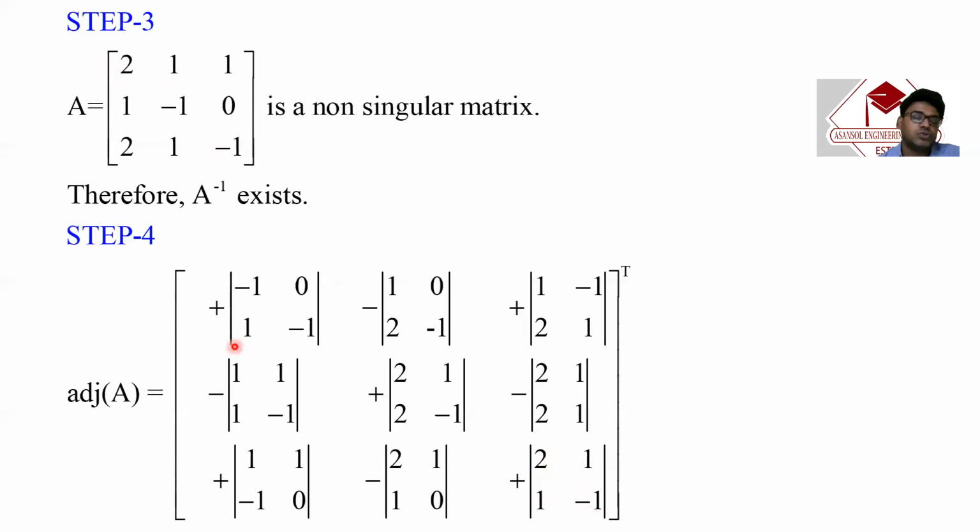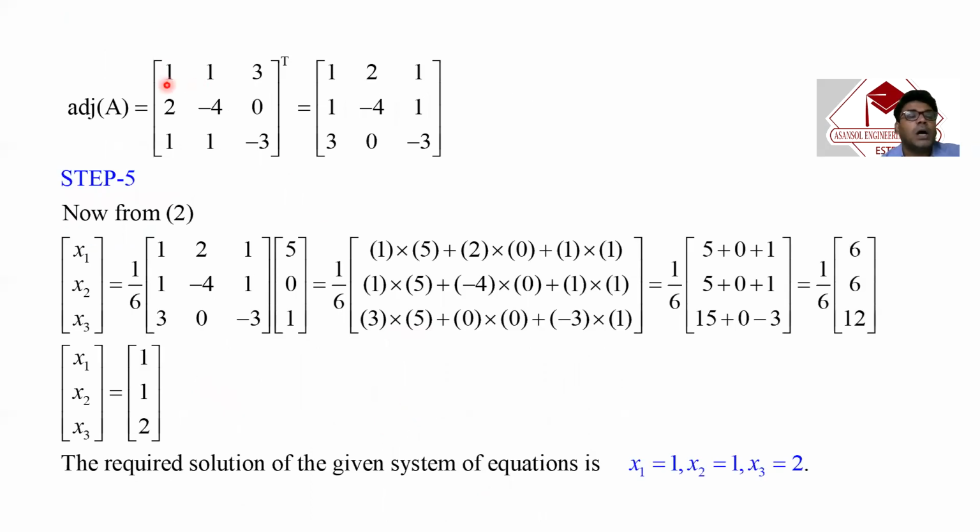Another important message I should share with you. When you calculate, consider this a minor. When you consider the sign, this is called the cofactor. So first you have to write the alternating signs directly: plus, minus, plus, minus, plus, minus, plus, minus, plus. After getting this calculation, please check: adjoint equals 1, 2, 1, 1, minus 4, 1, 3, 0, minus 3. This is the main part of the calculation. If the adjoint part is correct, then automatically the rest becomes correct. So be careful about this.